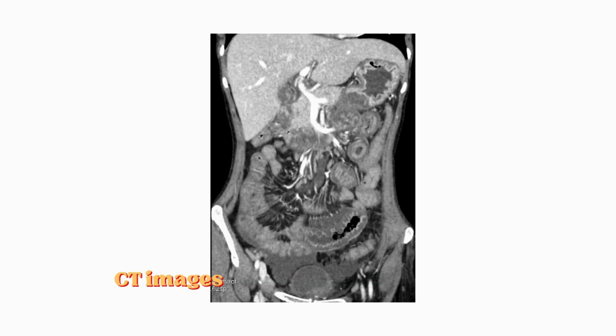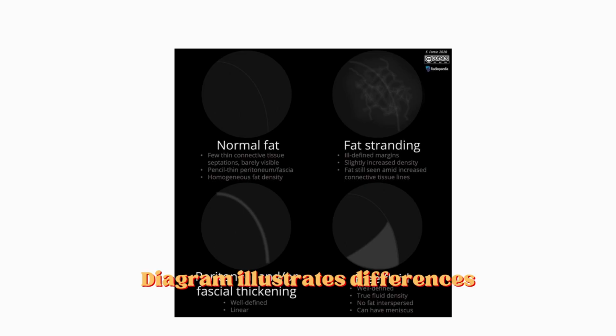Contrast coronal CT images demonstrating prominent and increased mesenteric vascularity representing comb sign and small bowel wall inflammation at multiple levels, suggestive of Crohn's disease. Diagram illustrates differences between the CT appearance of normal fat, fat stranding, peritoneal and/or fascial thickening, and free fluid.